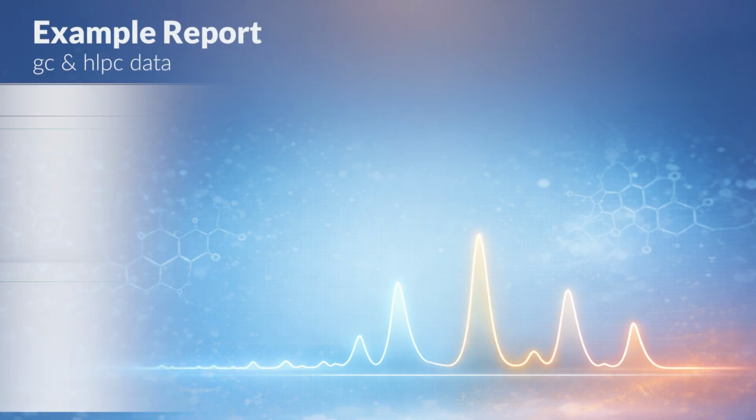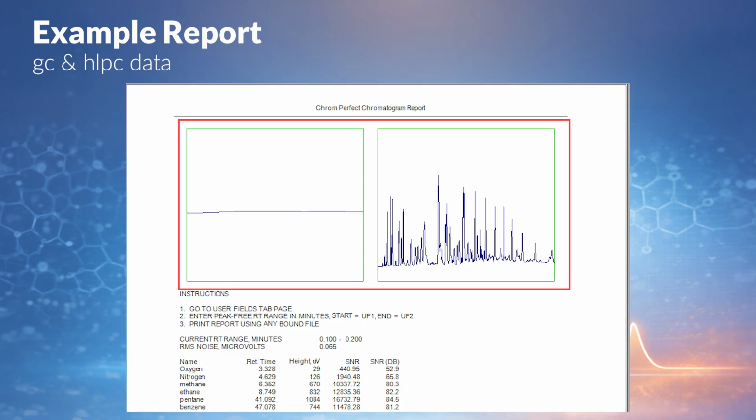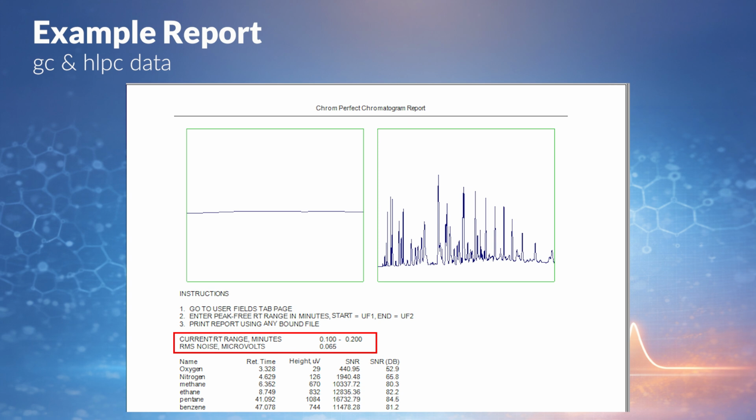Example report, GC and HPLC data. This example report shows a real-world application of the signal-to-noise calculation. It includes a chromatogram view showing the peak-free region used for noise measurement, a full chromatogram view of the entire analytical run, the selected noise interval, the calculated RMS noise value, peak heights, and the resulting signal-to-noise ratios. Once the report is configured, these values are calculated automatically for any bound GC or HPLC data file.